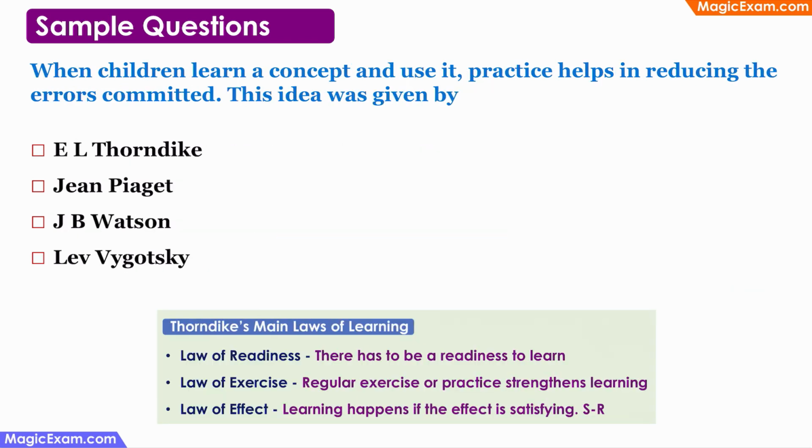When children learn a concept and use it, then practice helps in reducing the errors committed. This idea was given by who among the following? You should recollect that we discussed Thorndike's main laws of learning. In that, there was the second law, that is the law of exercise, which said that regular exercise or practice strengthens learning. So, regular exercise or practice will reduce the errors committed by the children. Therefore, it was E.L. Thorndike who suggested that practice helps in reducing the errors committed. So, option 1 is the correct answer.